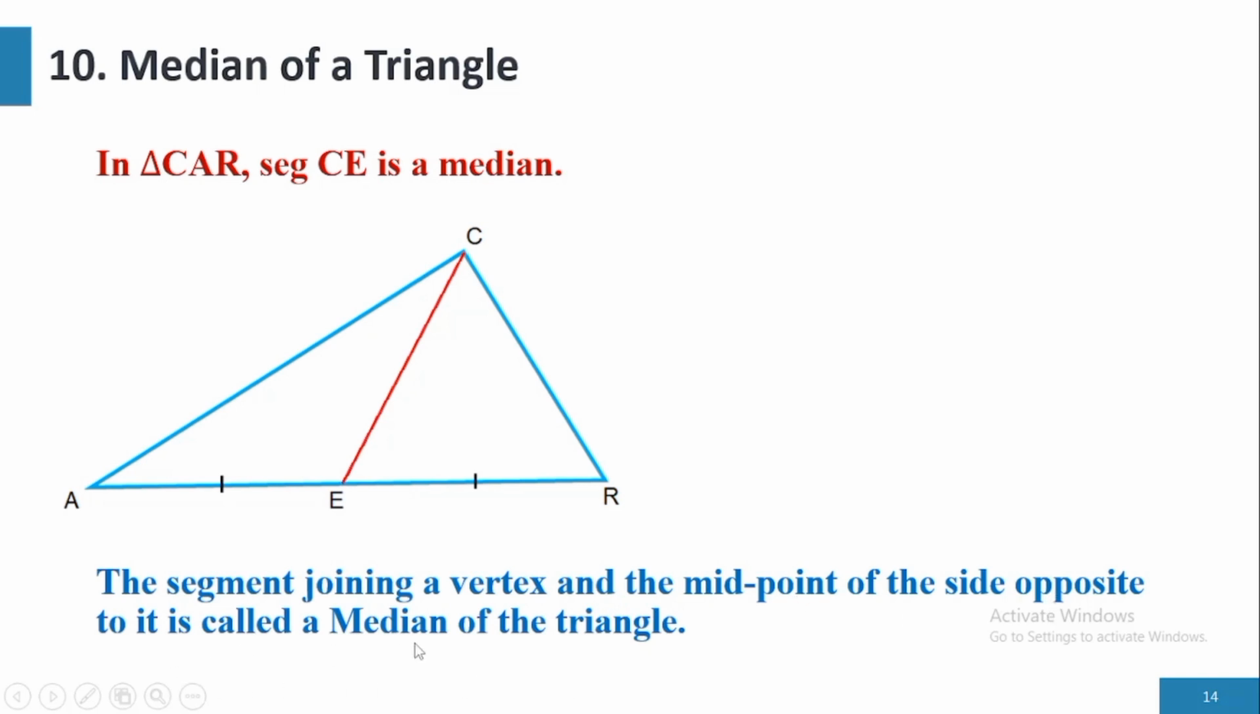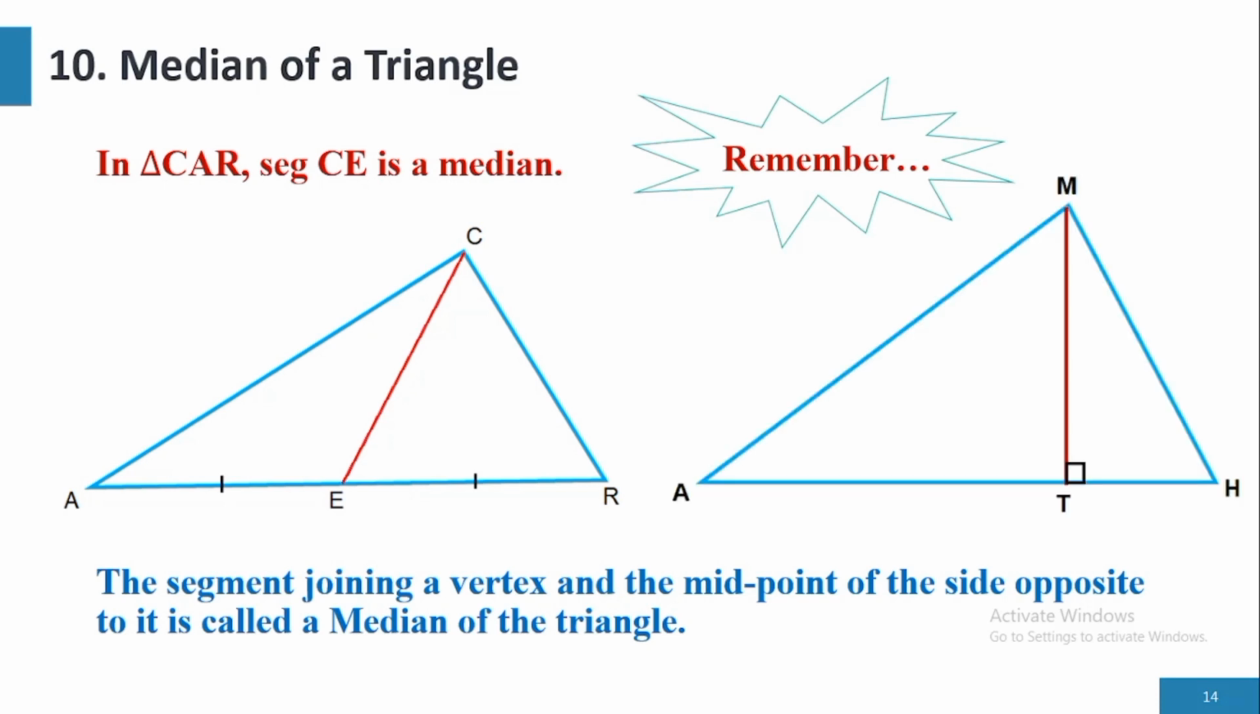So I hope you are now clear with the median and altitude. Let's just compare it quickly. Remember, altitude is a perpendicular drawn on the opposite side from the vertex. Median is the line which is joining vertex and midpoint of the opposite side. So understand, children, median need not be perpendicular. Got it, all of you?